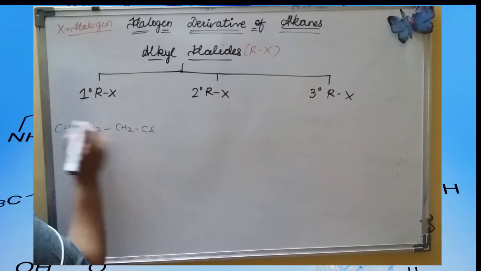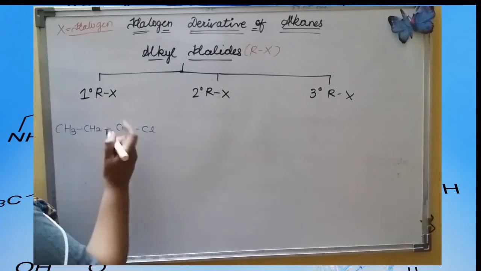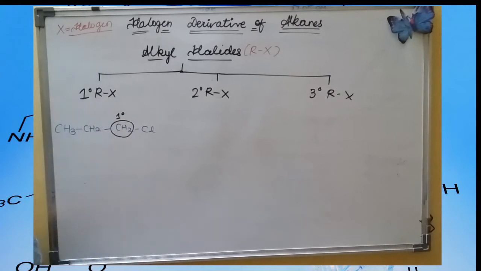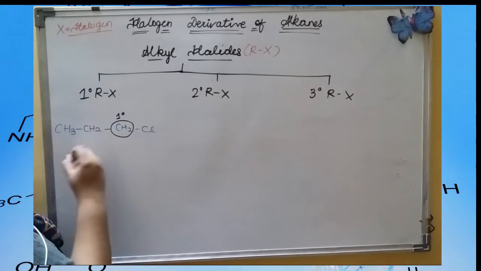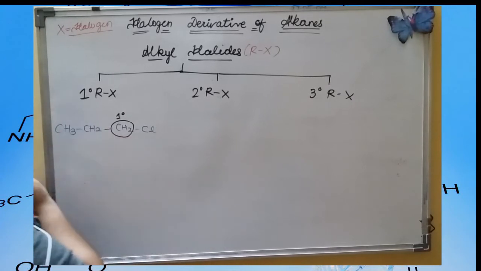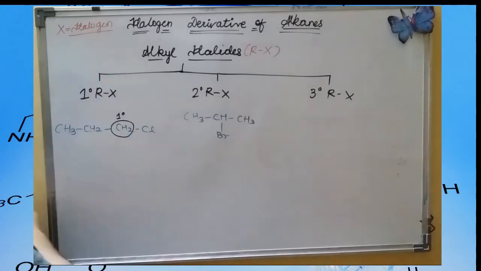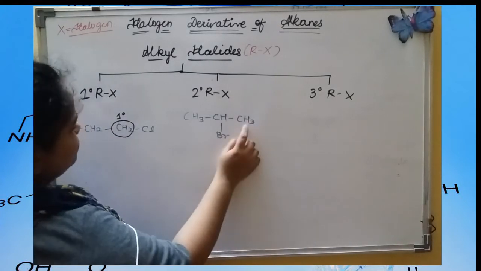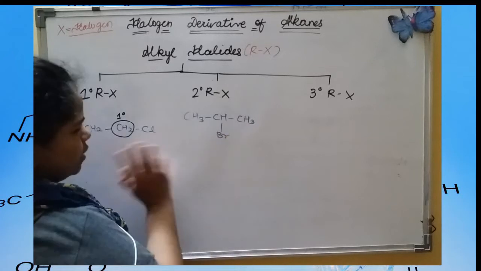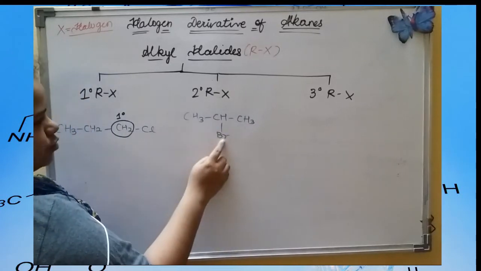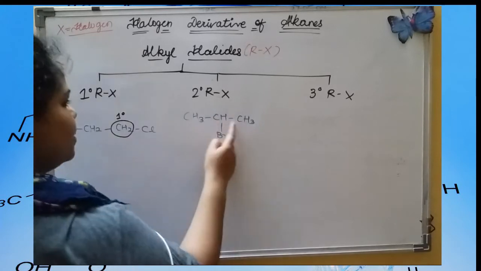So this is our main primary carbon atom, primary alkyl halide, in which the halogen atom is attached to a primary carbon atom. Now what will happen? This carbon atom is only attached to one carbon atom, so this is primary, so we cannot consider it. This carbon atom, however, is attached to a halogen group and also 2 other carbon atoms.